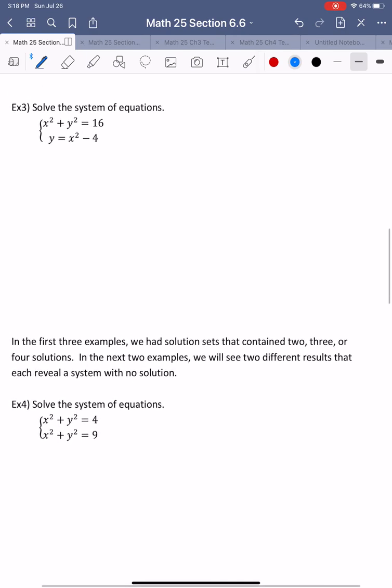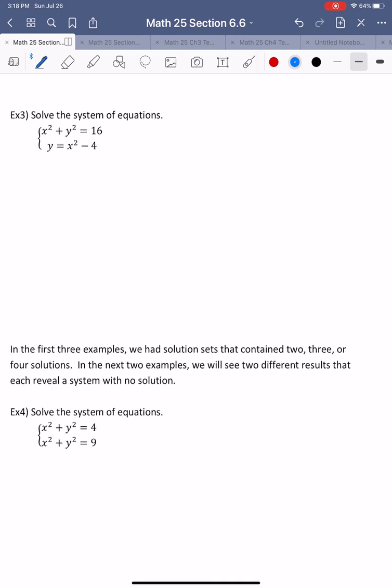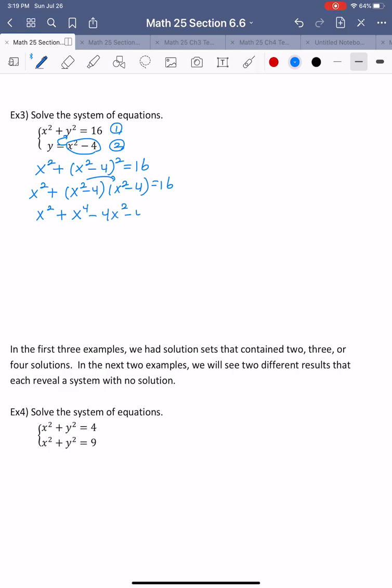Alright, number 3. Solve the system of equations. So this one is just a substitution right away. So I'm going to plug it into equation 2 right there. So I got x squared plus x squared minus 4 squared equal to 16. Which means x squared minus 4 times x squared minus 4, equal to 16. So I got x to the 4, minus 4x squared, minus 4x squared plus 16 equal to 16.